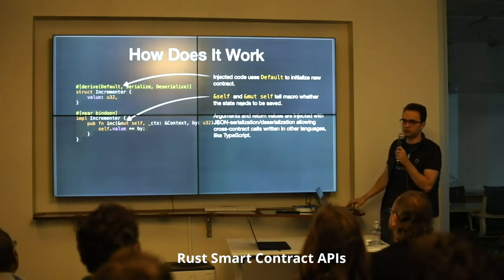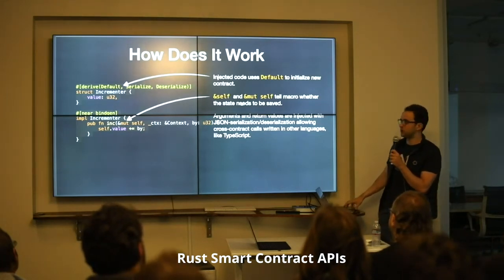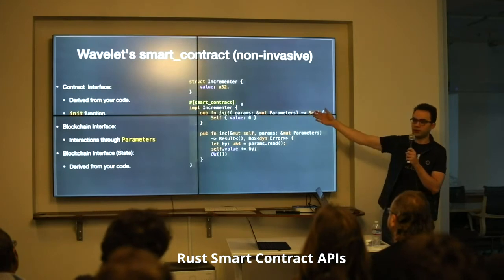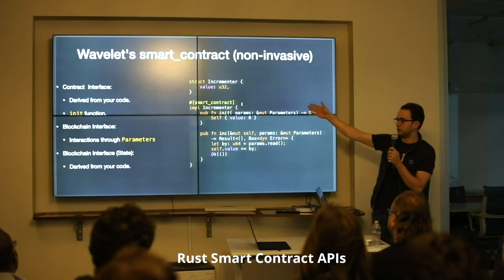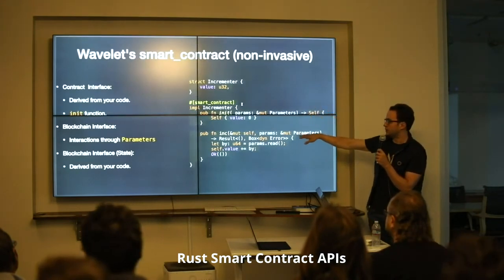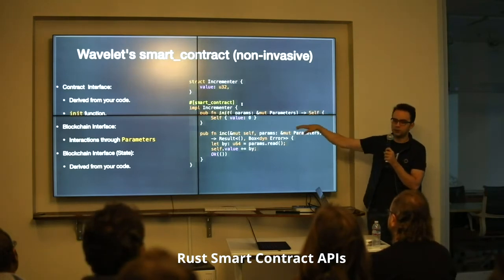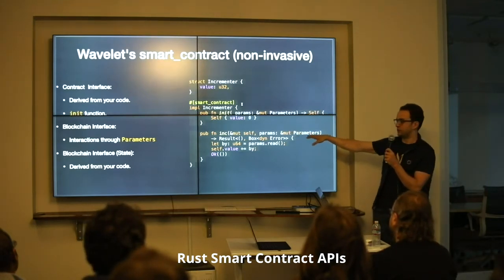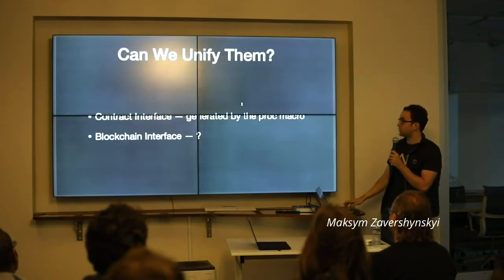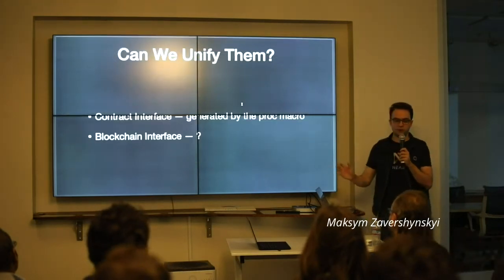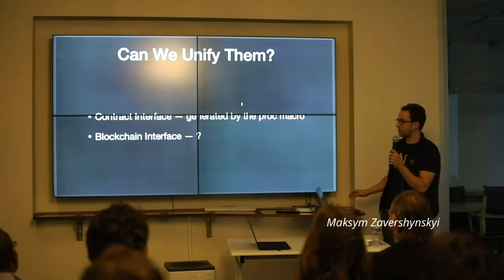Default, you can have your own deployment initialization function there if you want. There are other blockchains from Perlin that do pretty much the same, except for arguments. They are not. You have to pass them through a structure called parameters and then unpack them manually. So the big question is, can we unify all of them? Because they kind of look similar, right?